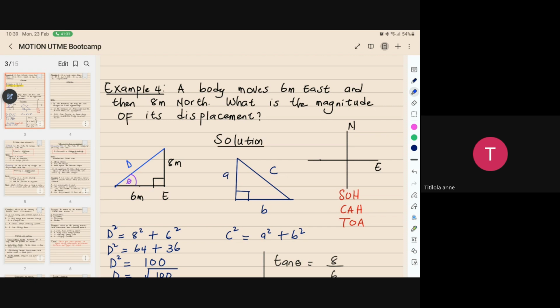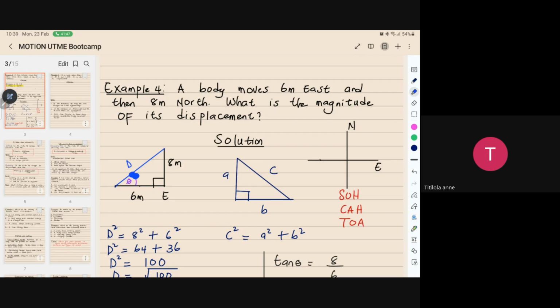Now, because I'm looking for this distance here, they are no longer acting in a straight line. And I said, here and here are known. I'm looking for this place. And what I can use to do that is your Pythagoras theorem. Is that right? And that's how I got my D.